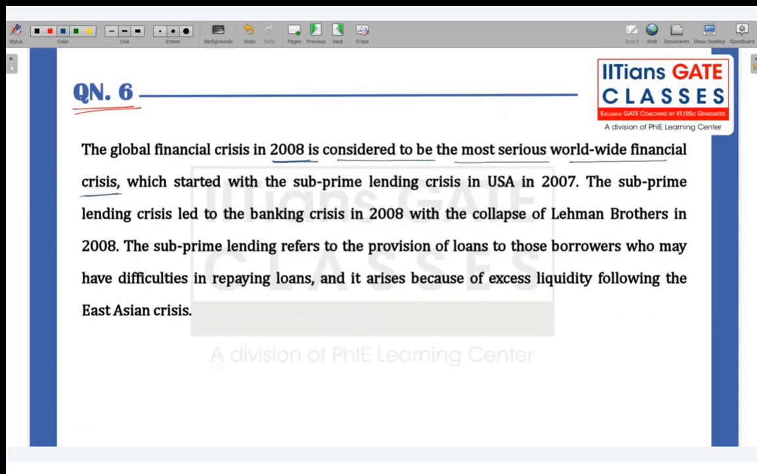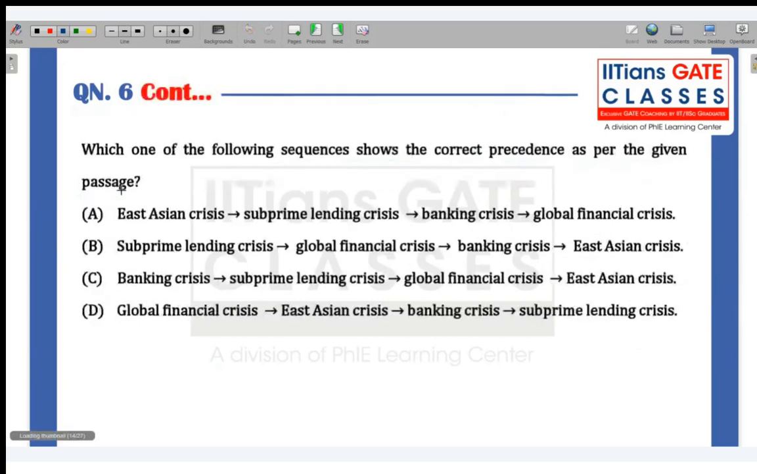It is needless to read the passage first. I'm just sharing my strategy, the way I'm going to approach this problem. Which of the following sequences shows the correct precedence as per the given passage? Let us read the options first. Can anybody answer this question? Yes. Let us read the options.